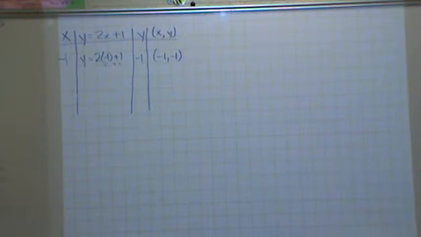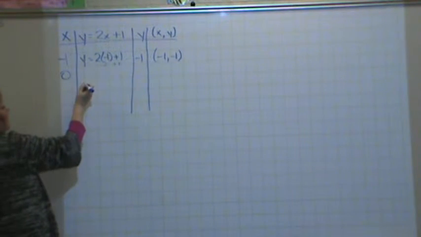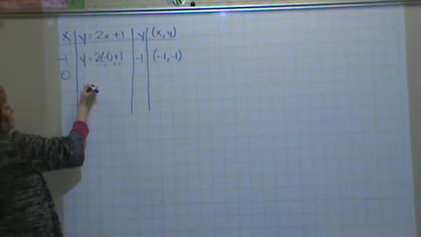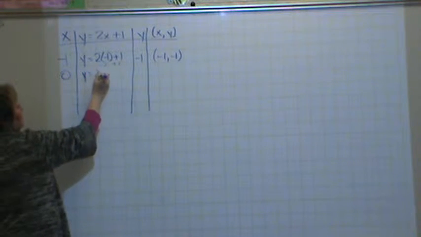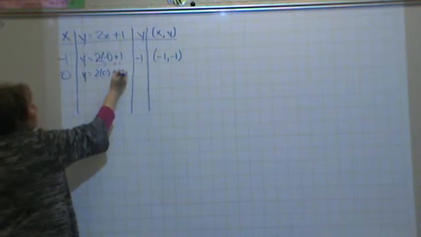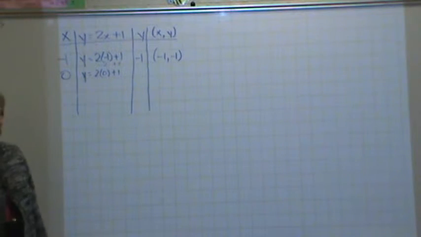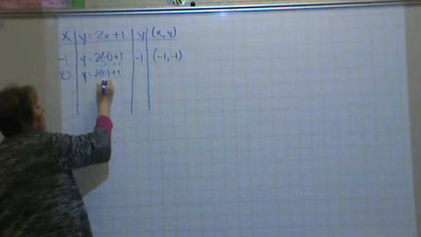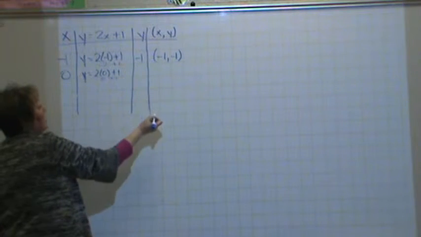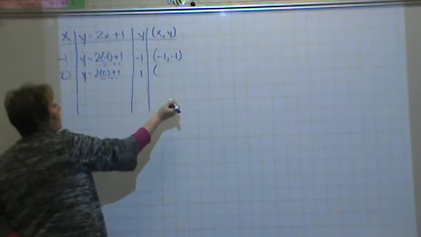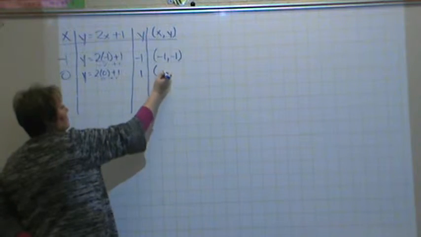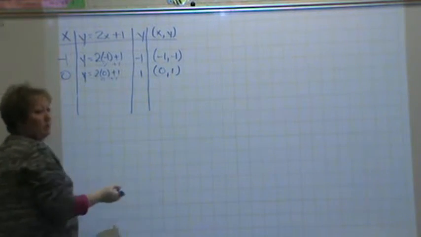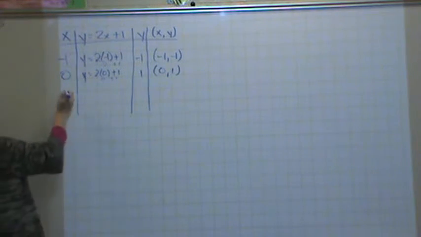Quickly. We're running out of time, kids. Got yours done? Thomas, give me a number. 0. Tell me how you put it in. 2 times 0 plus 1. Don't forget to use parentheses. Okay, and 2 times 0 is 0, 0 plus 1 is 1, my ordered pair is 0, 1.